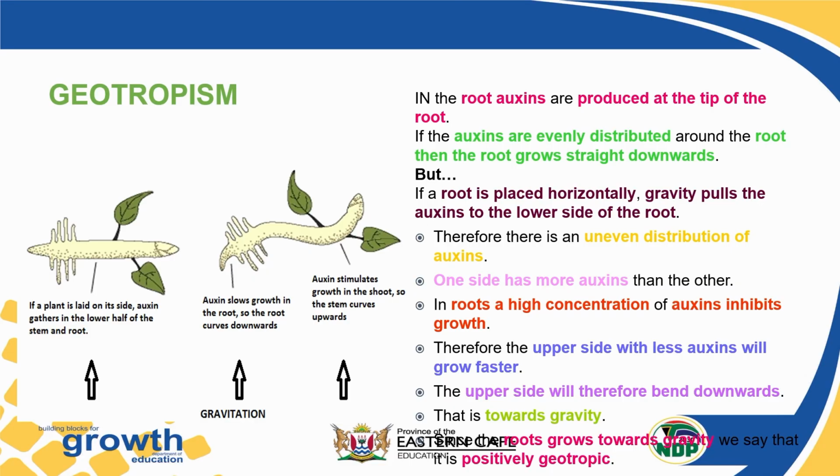Let us focus now on how auxins influence geotropism. Remember, geotropism is the growth of a plant towards the stimulus of gravity. In this case, the stimulus is gravity, not light. Let us look now at the two shoots that we have here. Let's begin under normal circumstances. What will happen under normal circumstances?